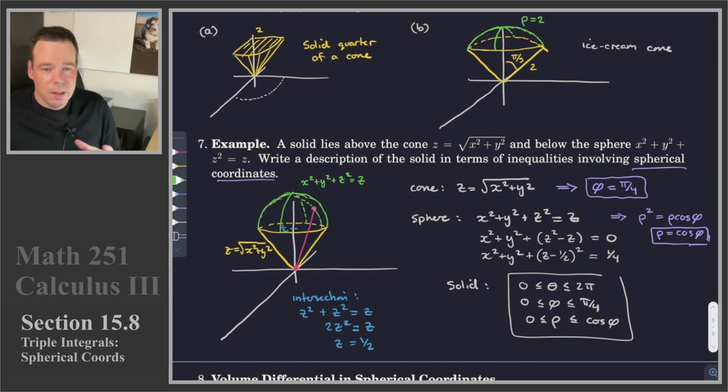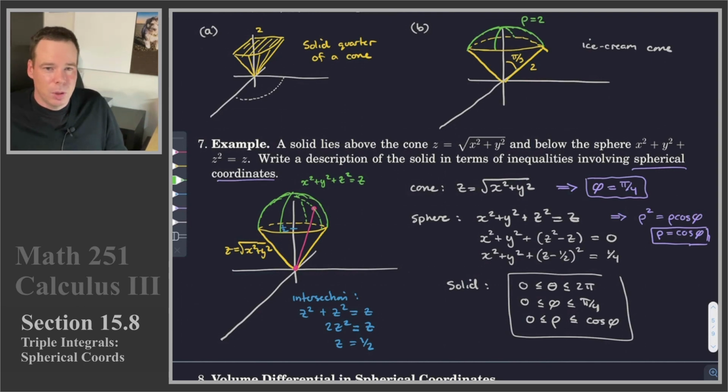Alright, so that's it for this first part of the video where we just introduced the coordinate system, how to take points in one coordinate system, rectangular, translate them to spherical and back again, how to describe surfaces in spherical coordinates when they're given in rectangular coordinates or vice versa, and how to describe regions, so solids, in one coordinate system as compared to the other coordinate system.